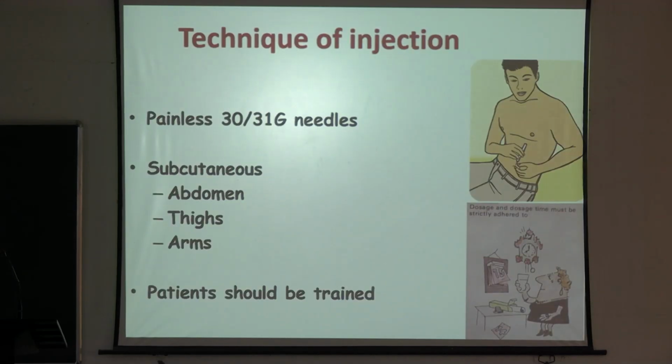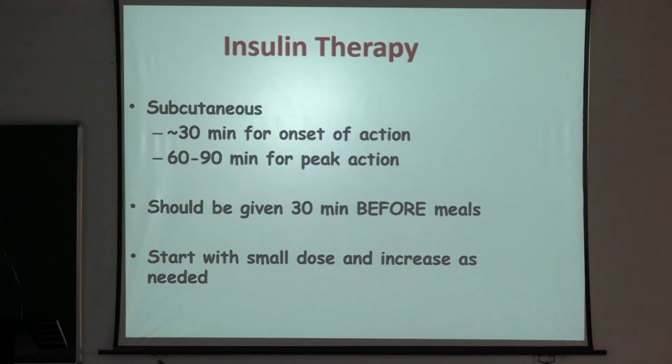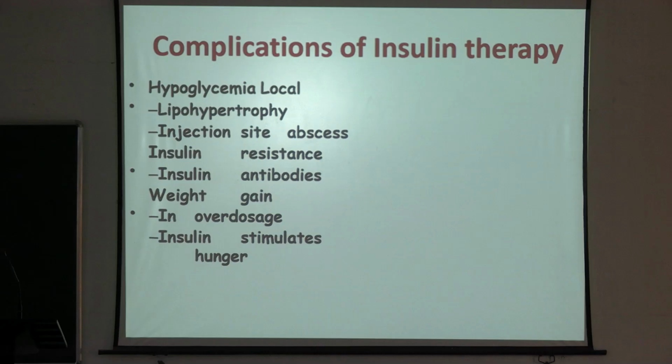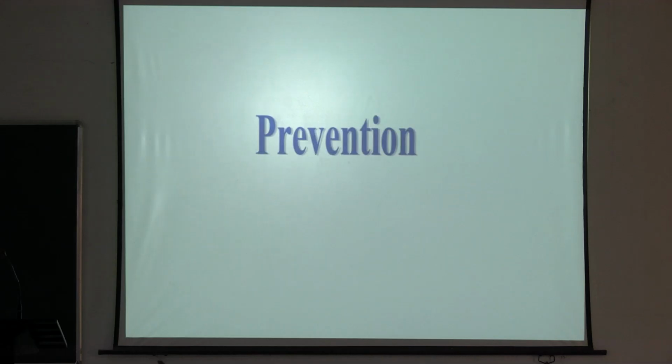Insulin: the technique of insulin is subcutaneous, abdominal, thigh and arms. Patients are usually taught to give it. So insulin therapy, you start with a small dose and increase as needed, 30 minutes for onset, 60 to 90 minutes for peak action. Complications: hypoglycemia, injection site abscess, weight gain, and insulin stimulates hunger.